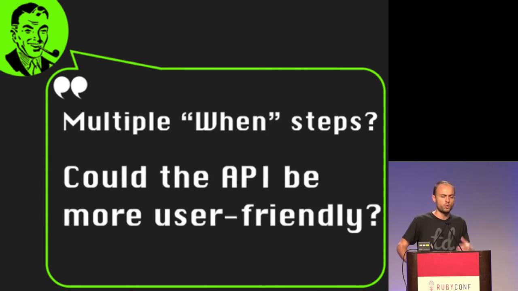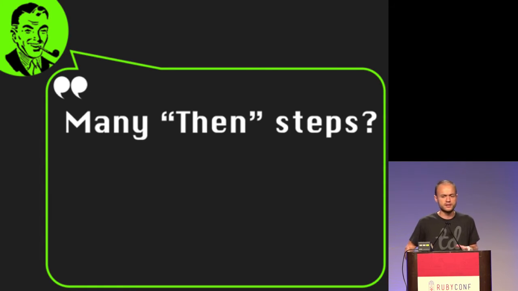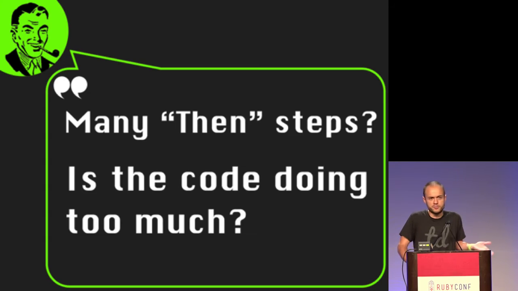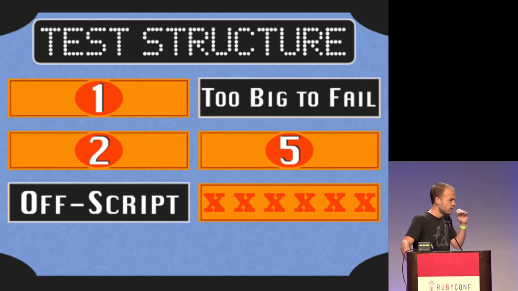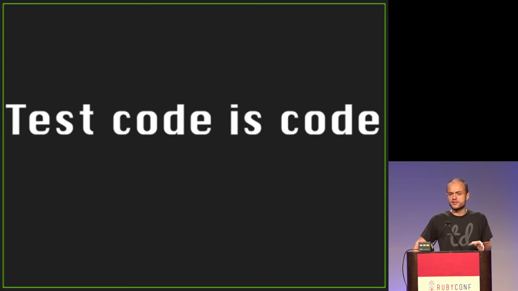If it takes more than one when step, then it's probably the case that your API is confusing or hard to invoke. There's something awkward in how you use that object. And if you've got many then steps, then your code is probably doing too much or it's returning too complex of a type. Next up, I want to talk about hard to read, hard to skim code.